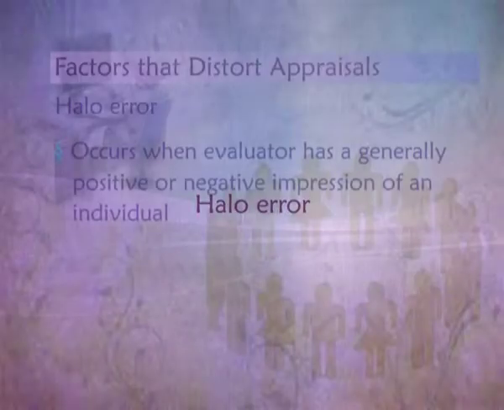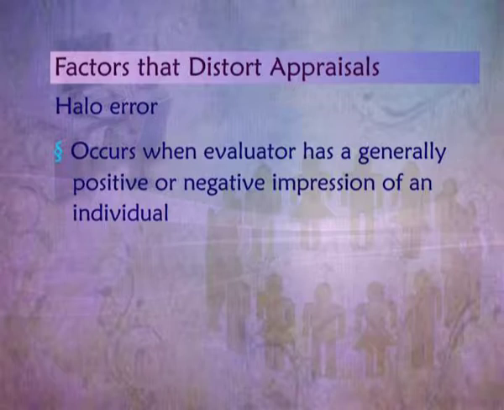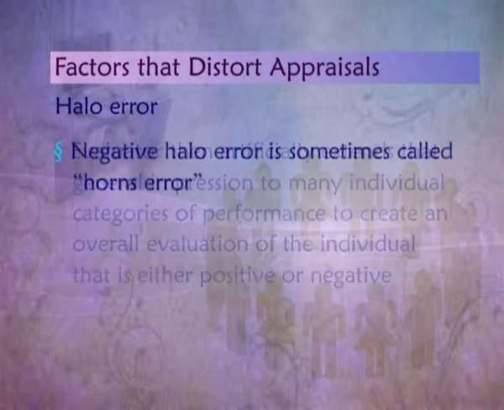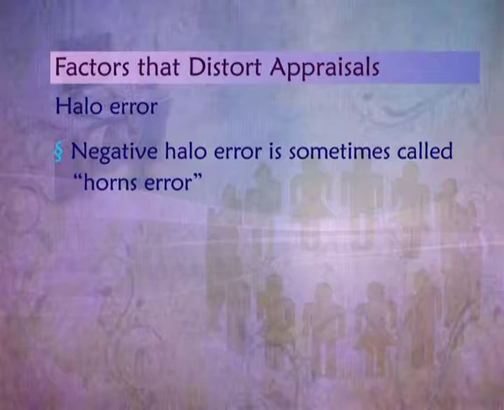Next is halo error. This error occurs when the evaluator has a generally positive or negative impression of an individual and the evaluator then artificially extends that general impression to many individual categories of performance to create an overall evaluation of the individual that is either positive or negative. Negative halo error is sometimes called Horn's error. In other words, if employees are judged by their superior to be generally good employees and the supervisor then evaluates each of the areas of their performance as good, regardless of any behaviors or results to the contrary, the supervisor is guilty of halo error.